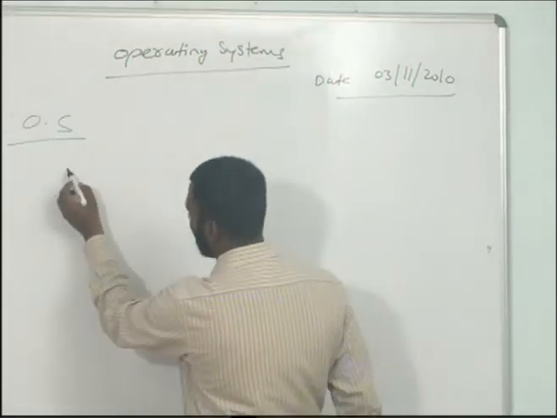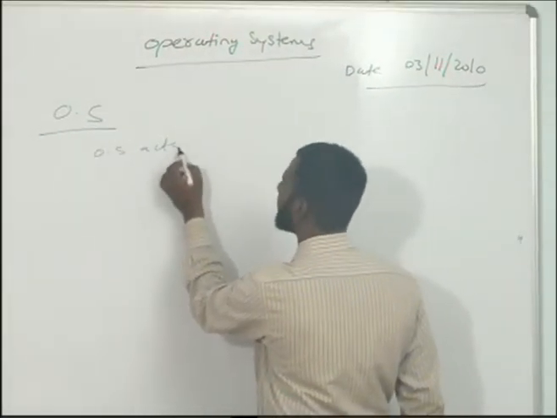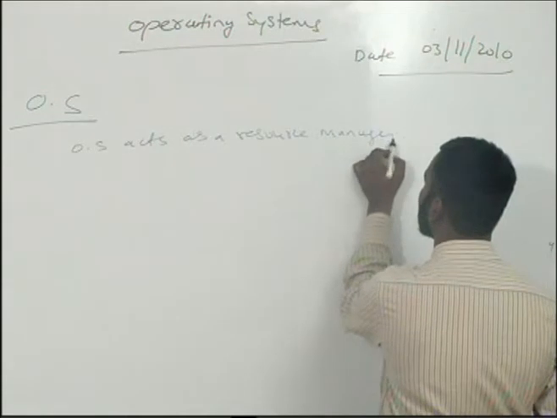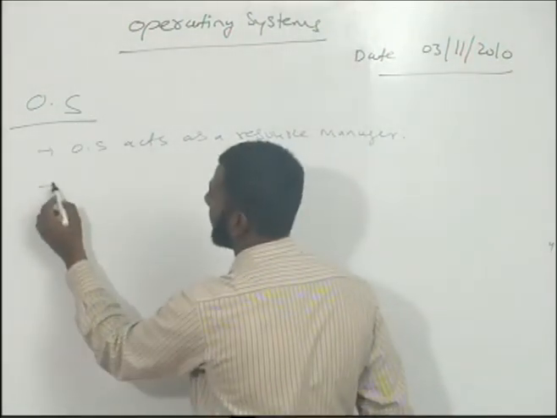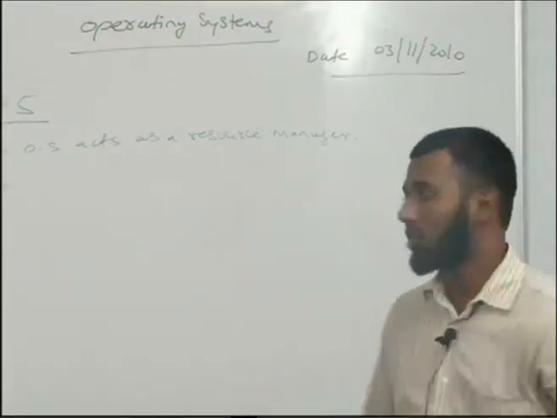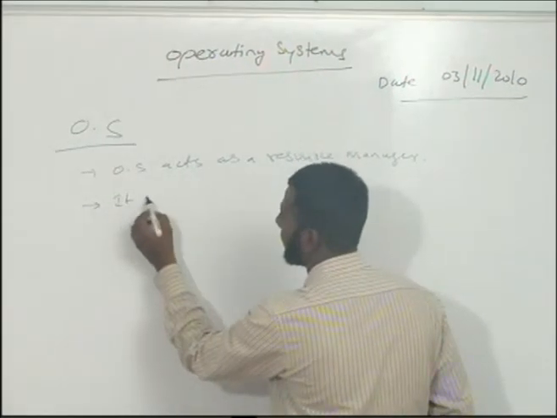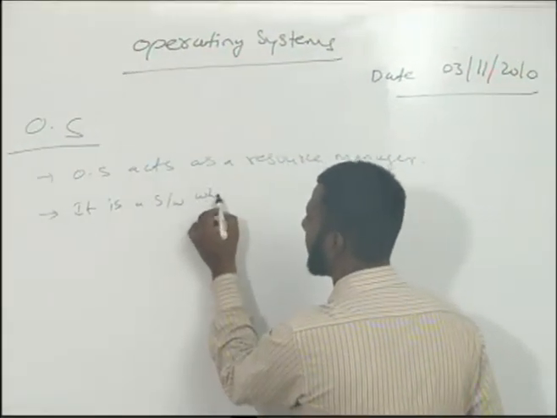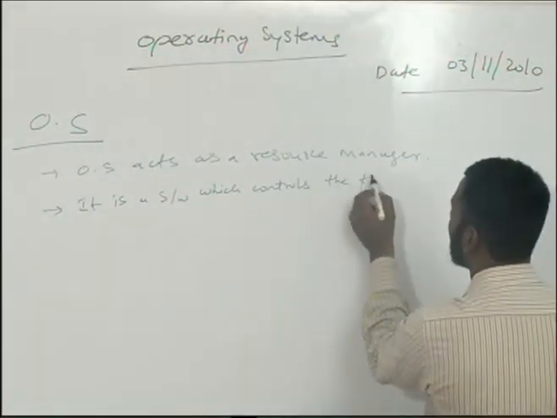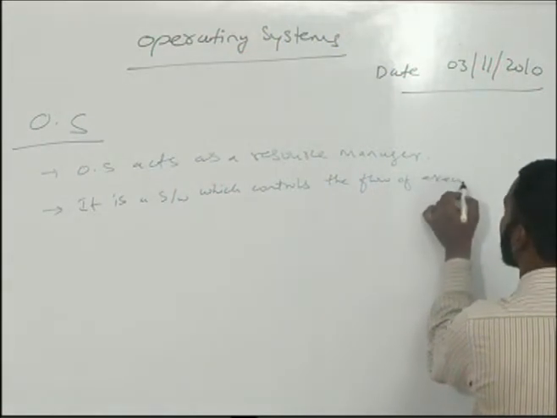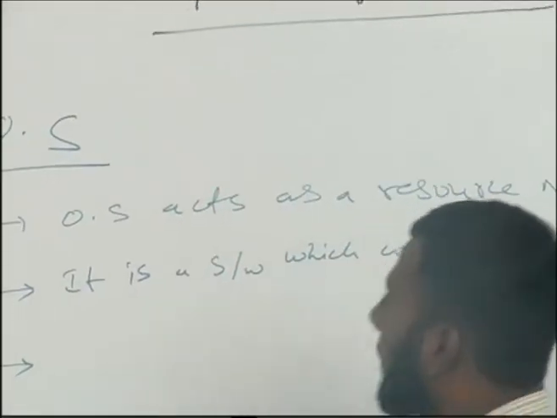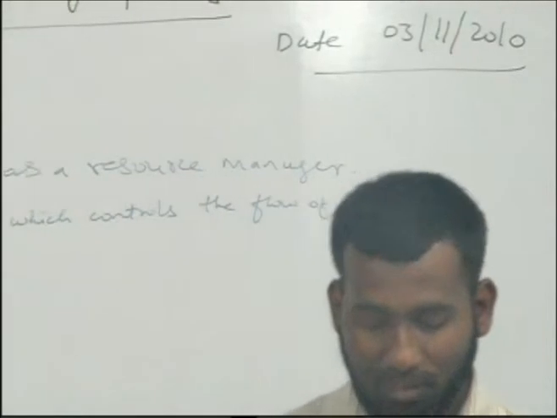Operating system acts as a resource manager. And operating system is a software which controls the flow of execution. Now let us see what we mean by operating system acting as a resource manager.